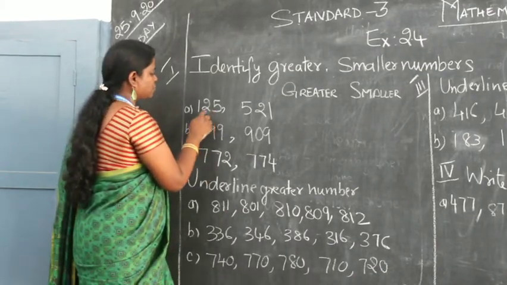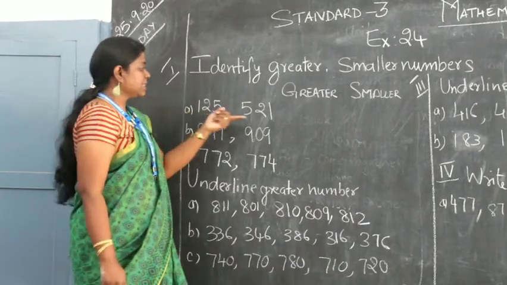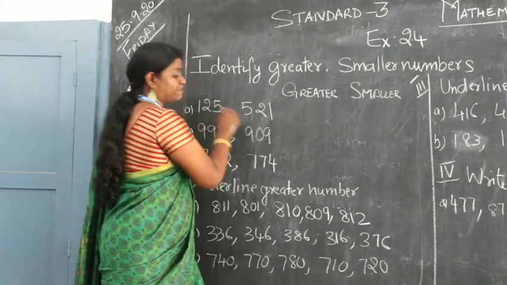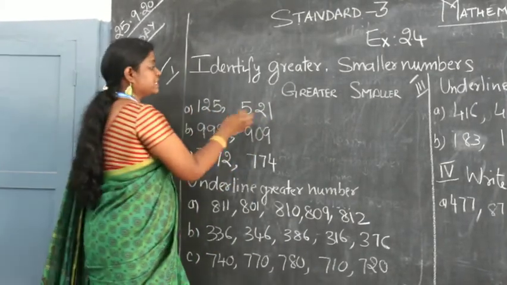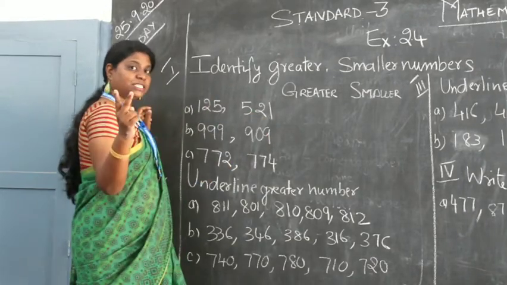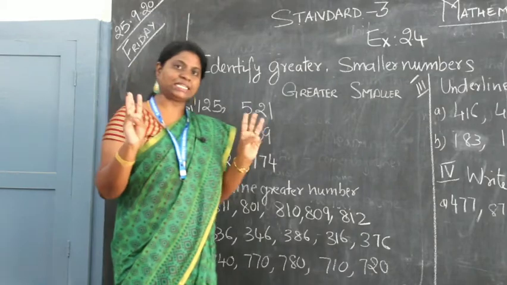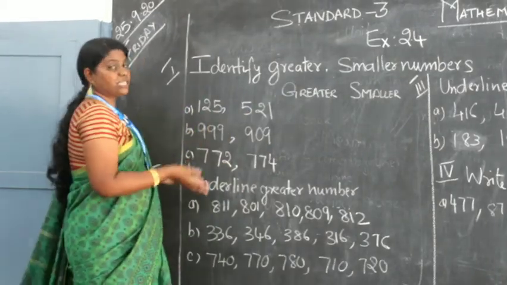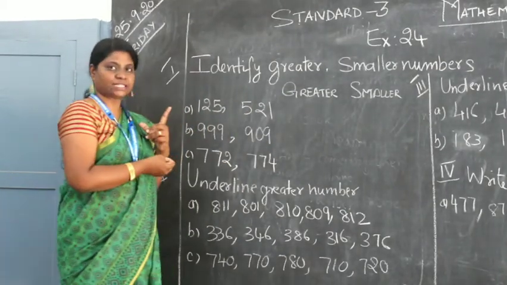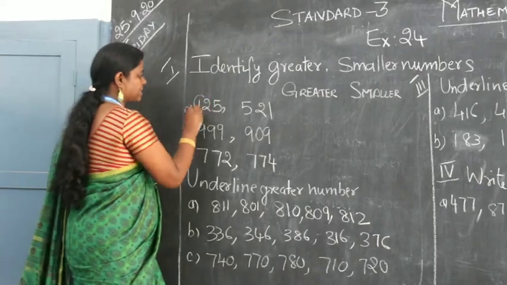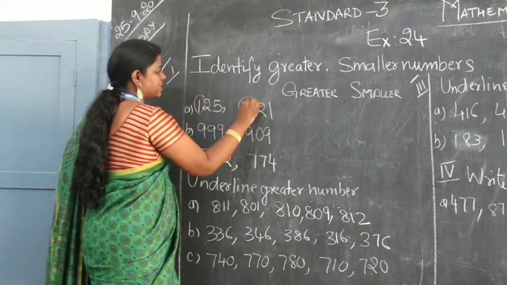In this number, 1, 2, 3, there are 3 digits. In this one again 1, 2, 3. If this number would have had only 2 digits, that means it would be smaller. Since both have 3 digits, now we have to see which one is smaller by seeing the first number. The first number here is 1, the first number here is 5.